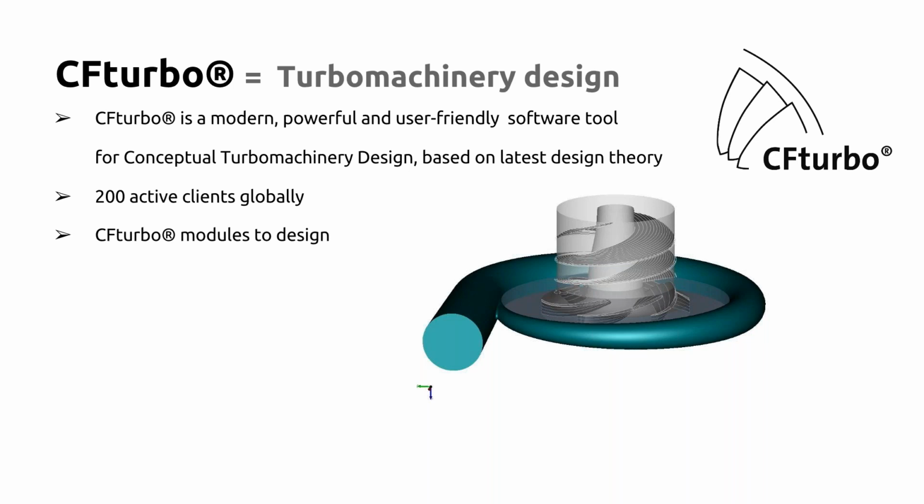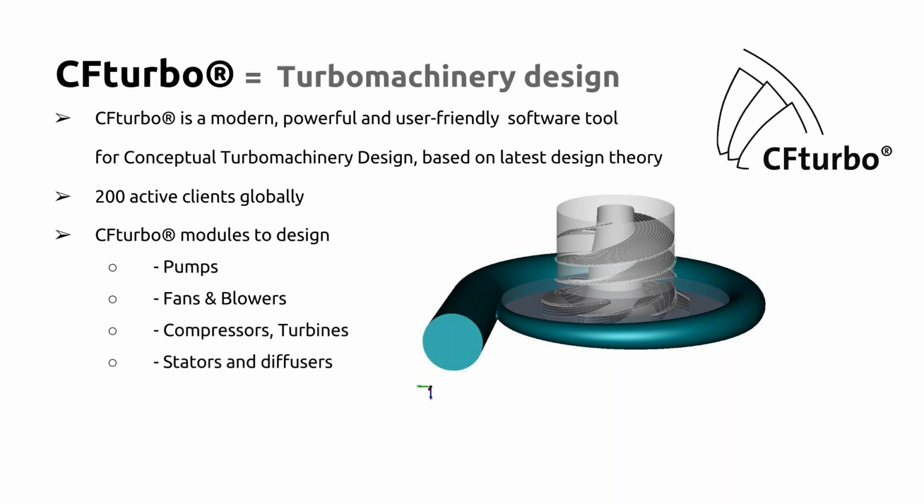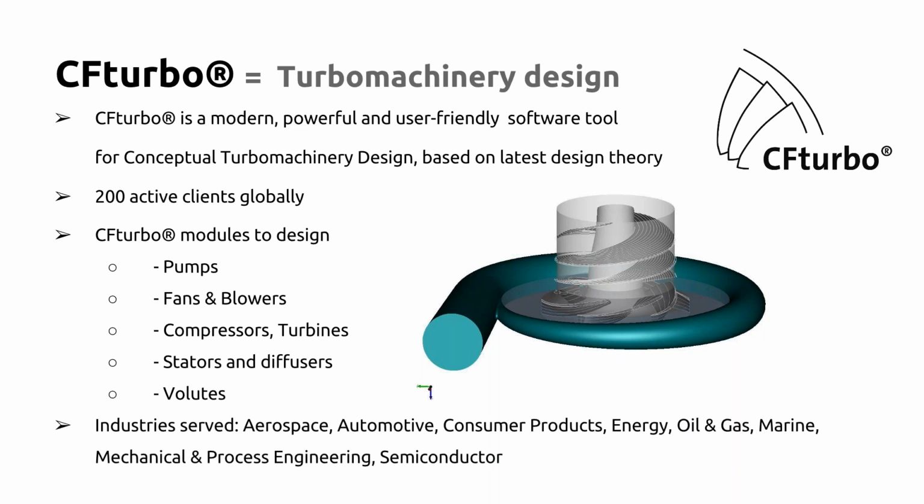CFturbo is divided, or the package is divided into different modules, and that can be used to design pumps, fans, blowers, compressors and turbines, and of course stators that can be vaned or vaneless, plus diffusers and volutes. And all these modules also can be used for both radial and axial machines, or to the design of that.